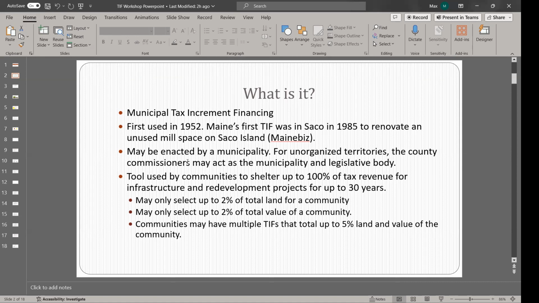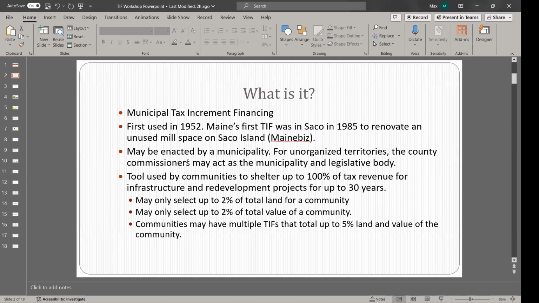This is something that is able to be created by any municipality, and for anyone who's in an unorganized territory, your county commissioners can be the legislative body to enact it. Now, this is a tool that allows communities to shelter up to 100% of any tax revenue that can be used to create new infrastructure and to help with redevelopment projects. And that is tax revenue that can be used over a 30-year period.